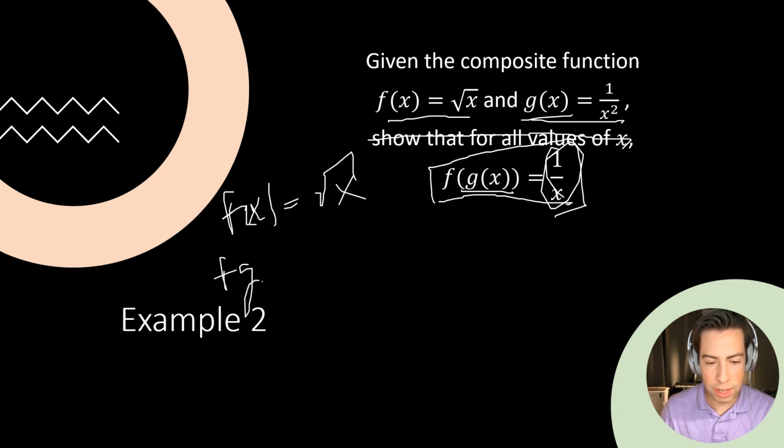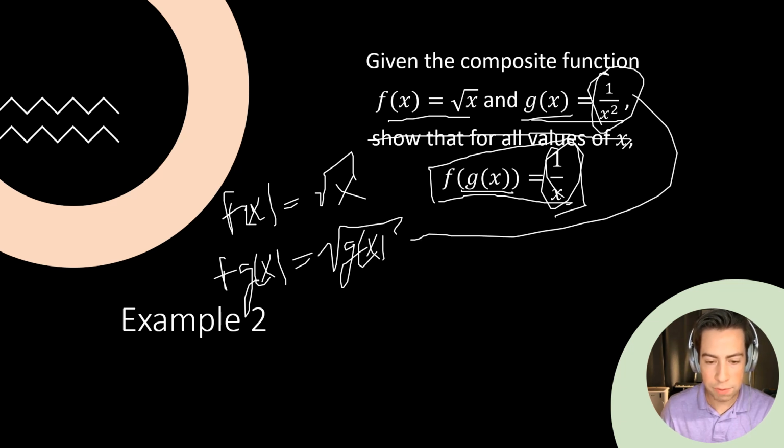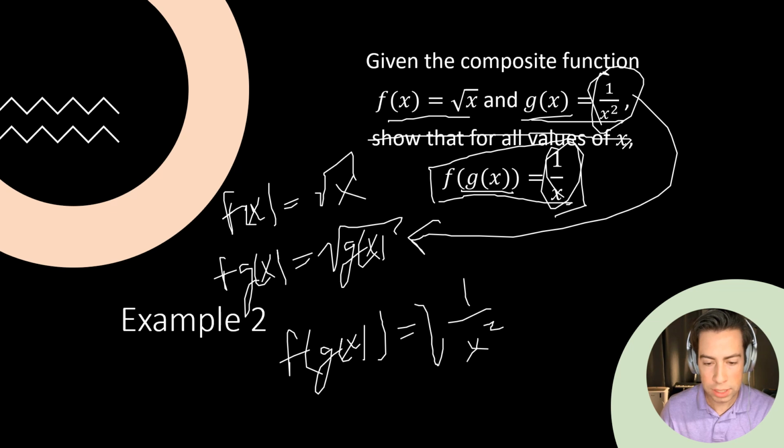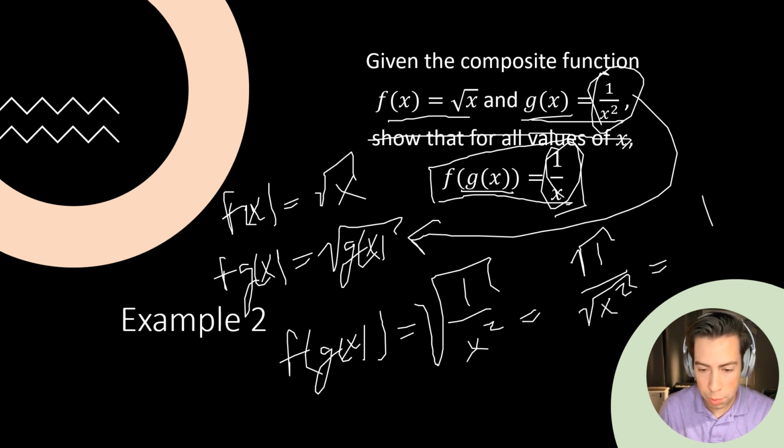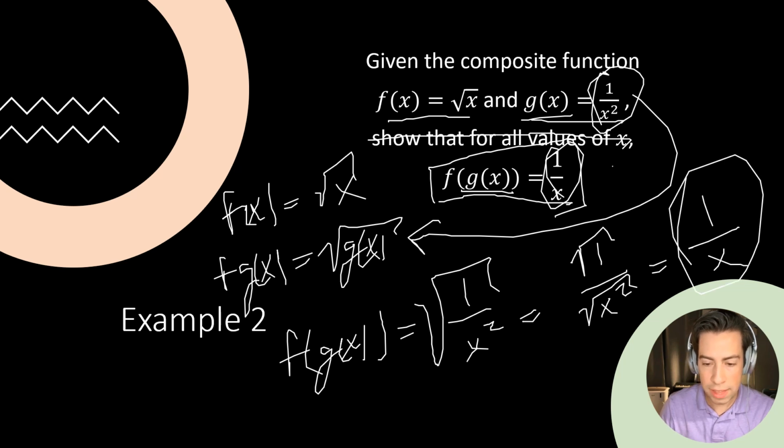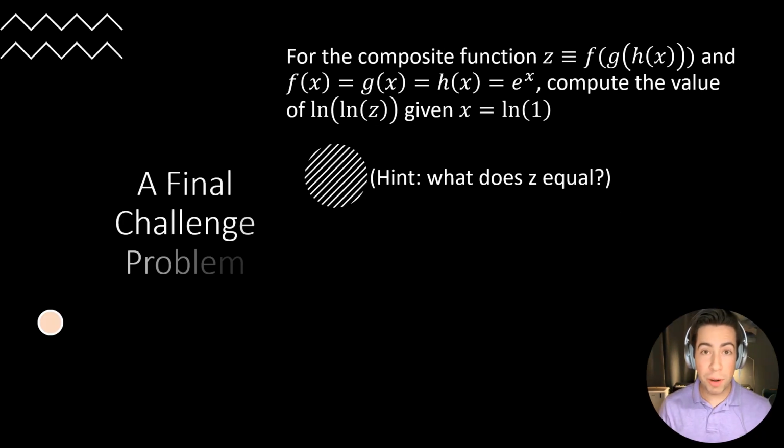So I'll do f of g of x equals the square root of g of x. Now, what is g of x? Well, g of x is 1 over x squared, so I'm just going to plug that in for g of x. So I'm going to have f of g of x equal to the square root of 1 over x squared. Now, guys, we'll have to use some exponent rules, okay? So I threw in a little bonus review. So we're going to have the square root of 1 over the square root of x squared, and we are going to end up with 1 over x. So there you go, guys. That checks out. Okay, we made it to the challenge problem, so let's get right into it.